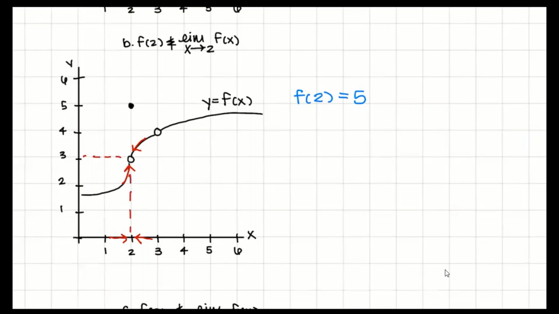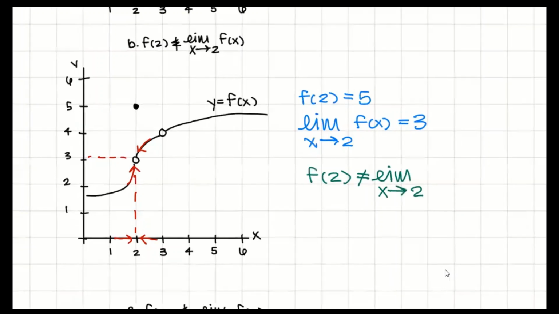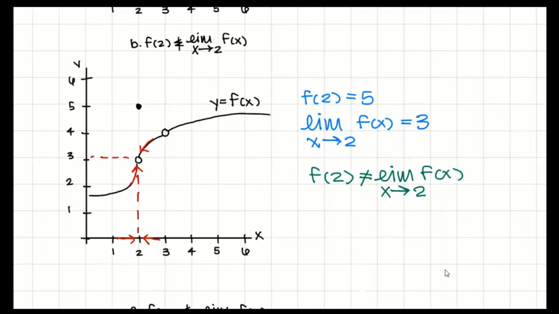So we say that the limit as x approaches 2 of f of x is equal to 3. Now you'll notice that, and this is pretty important stuff, f of 2 does not equal the limit as x approaches 2 of f of x. That can happen. That's totally fair game. As long as you know that this is a totally fair game thing to do, you'll be fine. So this is totally allowed.